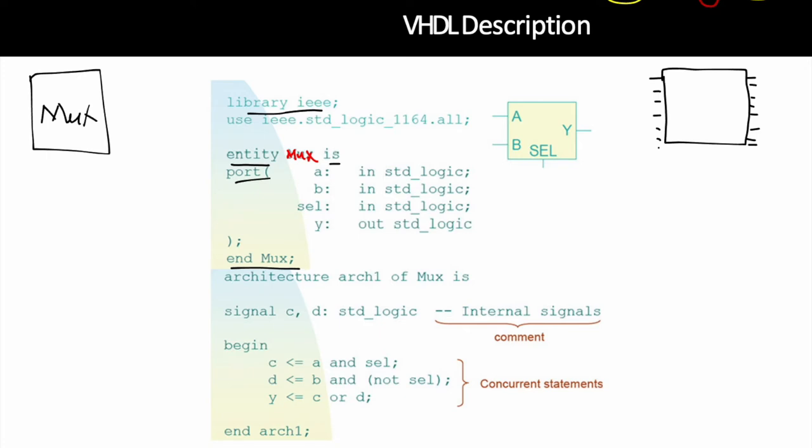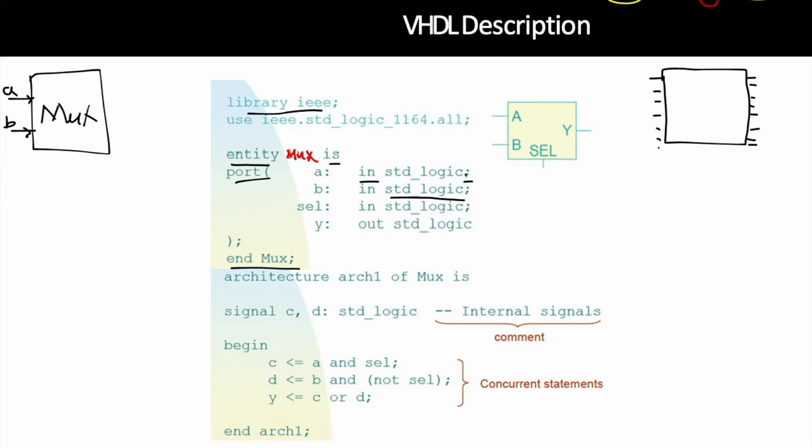Entity is a keyword. So we have A. A is an input, and standard logic simply means that it's one line, right? Then we have B. B is an input. Again, standard logic means that it's one line. So STD logic is a keyword. The in is a keyword. Each line or statement is ended by a semicolon, just as in C++.